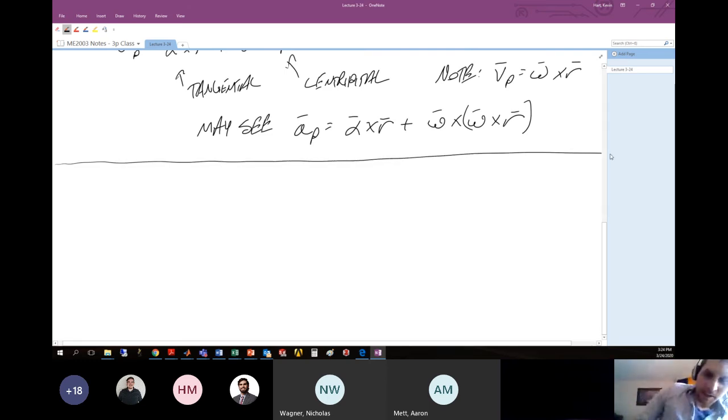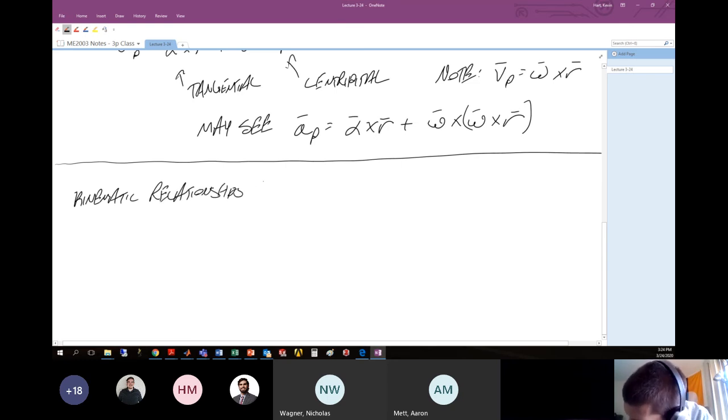All right. So before we move on, I want to talk about some relationships between things you might have learned about linear velocity and linear acceleration in your particle dynamics class, and analogies between those linear motions and what we have now with angular motions. So the topic here will be kinematic relationships for angular motion.